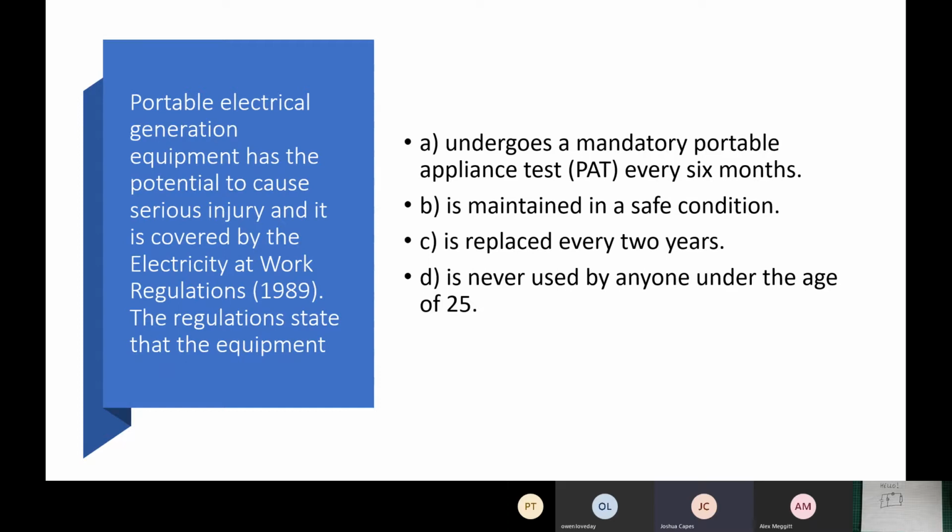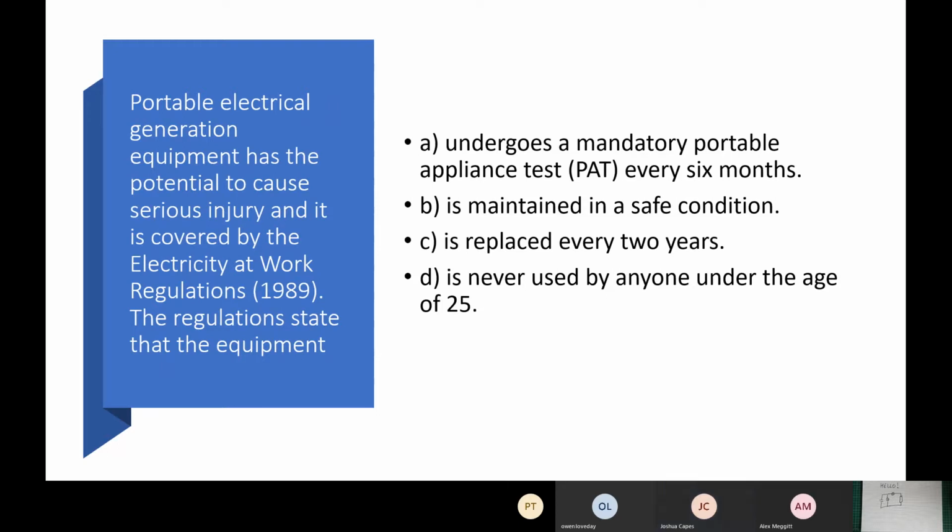What do you think, Josh? I'm the same as Meg, to be fair. I think that it's a bit mumbo jumbo, as everything that you use has got to be in a safe condition, otherwise you can't use it. So I feel like that's the obvious one to go for if you're going to go for one: it's got to be maintained in a safe condition, otherwise you shouldn't be using it anyway.